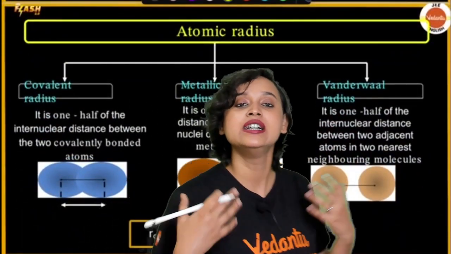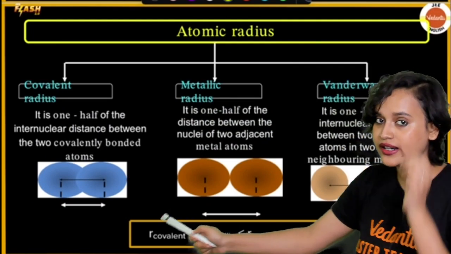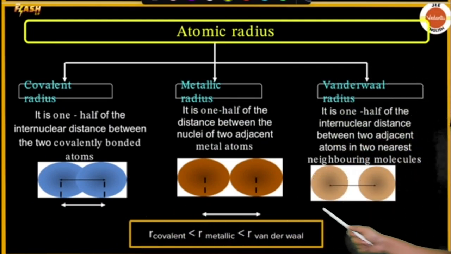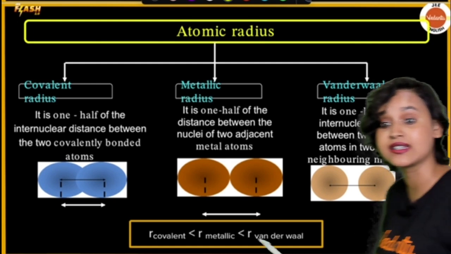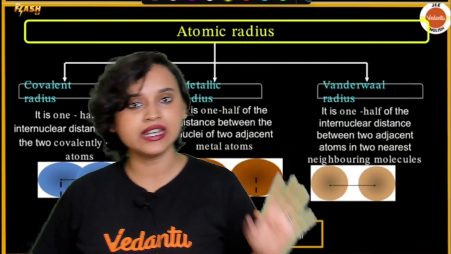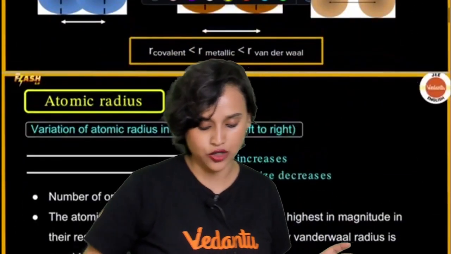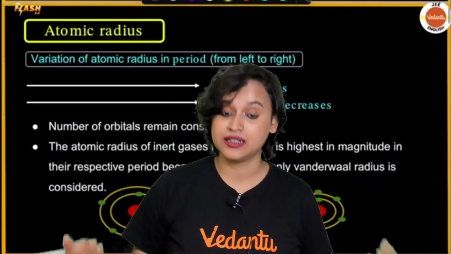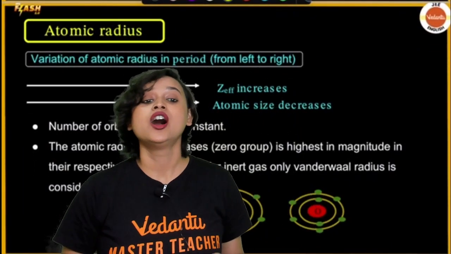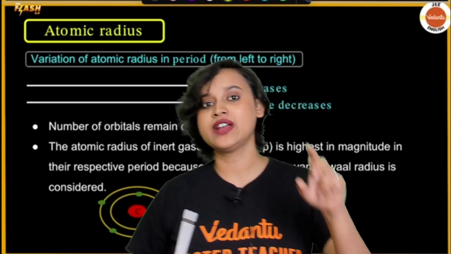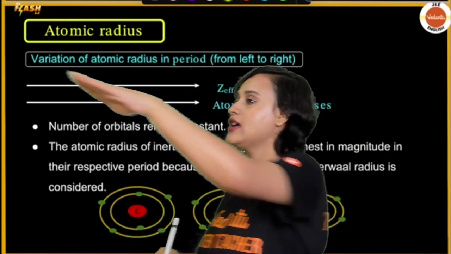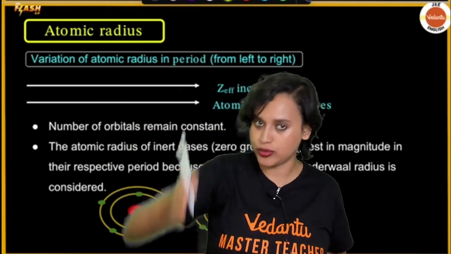So generally, we have noticed that covalent radius is the smallest, then you have metallic radius, and finally you have the van der Waals radius. It is the largest among the 3 atomic radii. Cool? Okay. Now what is the trend? How does atomic radii vary? Atomic radii can vary 2 ways. One, left to right in a period, and one is top to bottom.